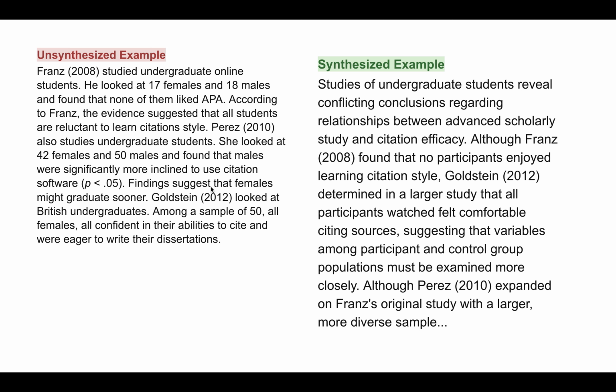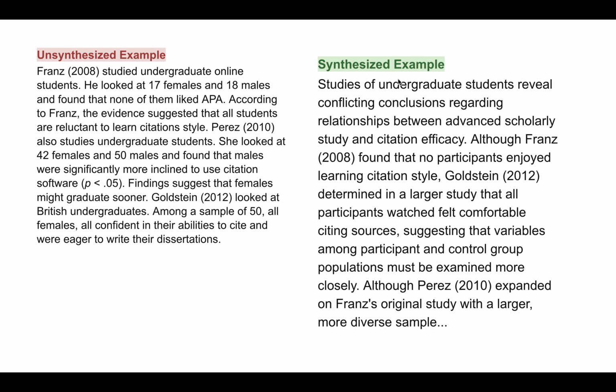So one starting place for synthesis is to make sure you have some paragraphs with more than one source within them. In fact, in a complex research paper, most of your paragraphs will have more than one source within them. So we have Franz here, we have Perez here, we have Goldstein here, and they're different studies that all relate to the same topic. However, to really synthesize effectively, you want to talk about the relationship between those sources. Your paragraph won't just be a list of 3 different sources. Your writing makes it clear how those sources relate to each other.